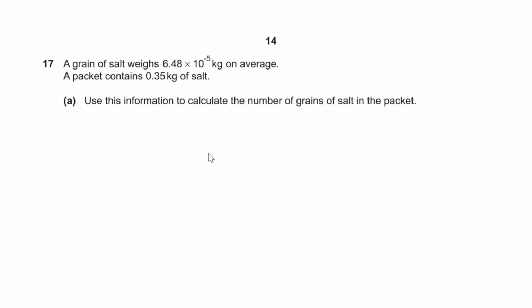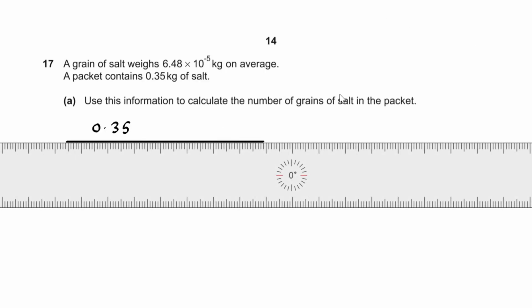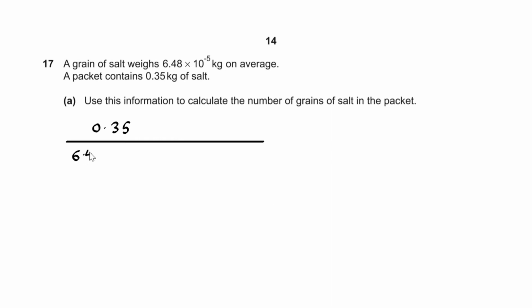Question number 17. A grain of salt weighs 6.48 times 10 to the minus 5 kilograms on average. A packet contains 0.35 kilograms of salt. And for part A, we have to use this information to calculate the number of grains of salt in the packet. Well, if the packet contains this much salt and a grain of salt weighs this much, what we can conclude then is the number of grains of salt will be equal to 0.35 divided by 6.48 times by 10 to the minus 5.